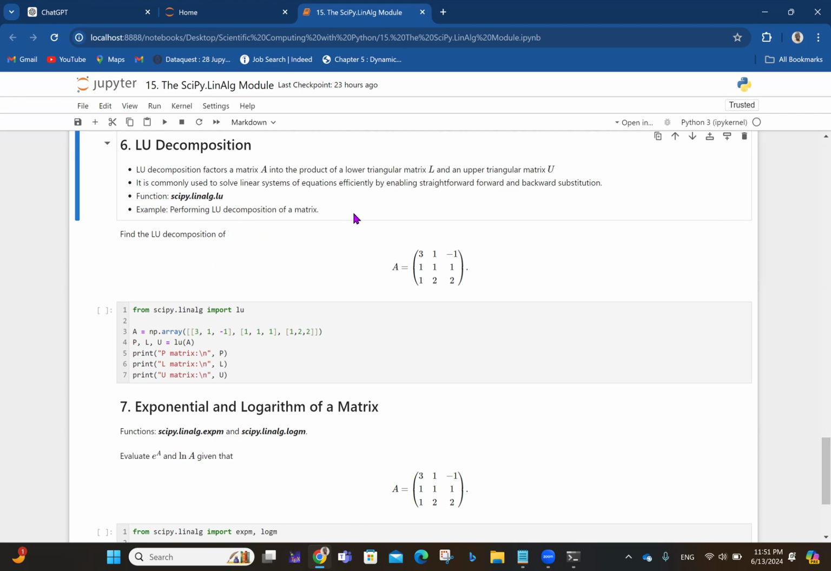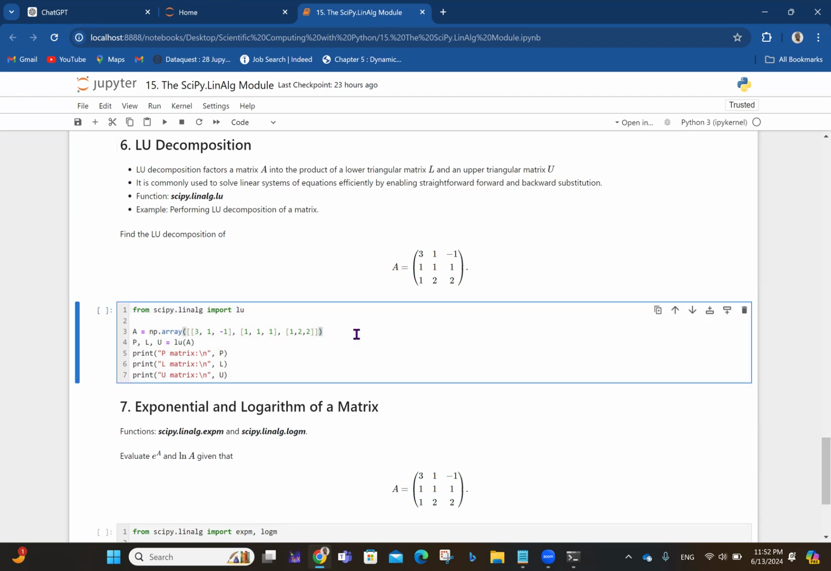And the example is performing LU decomposition of a matrix. For instance, the same matrix, you want to perform the LU decomposition. So you're decomposing it into a lower triangular matrix. In a lower triangular matrix, everything below the principal diagonal is where you have values, but everything above it is actually 0. For an upper triangular matrix, everything below the principal diagonal is actually 0. And you're going to see that with this matrix first hand.